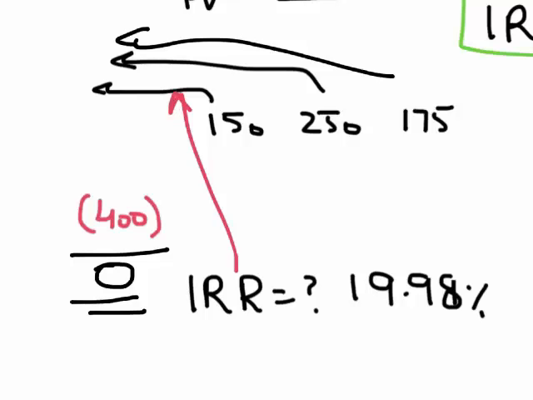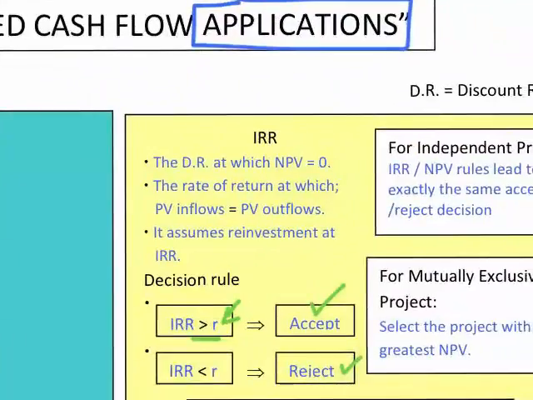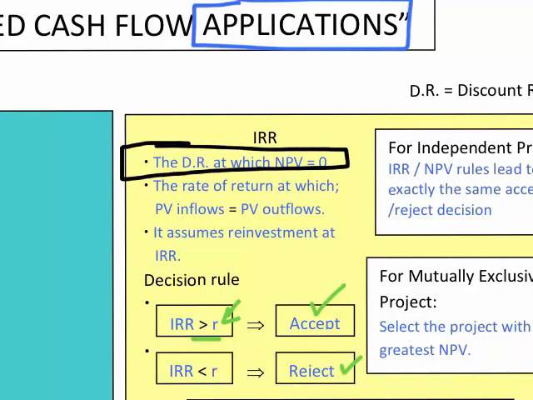That is the idea. The project is offering 19.98%. If that is your cost, then the net present value, which is basically the number that says this is what you are going to earn over and above your cost, you are going to earn nothing. Your cost is 19.98%. The project is offering 19.98%. So that's why this line is here that says the discount rate at which NPV is 0. So IRR is the discount rate at which NPV is 0. Or we can say the rate at which present value of inflows is equal to present value of outflows.